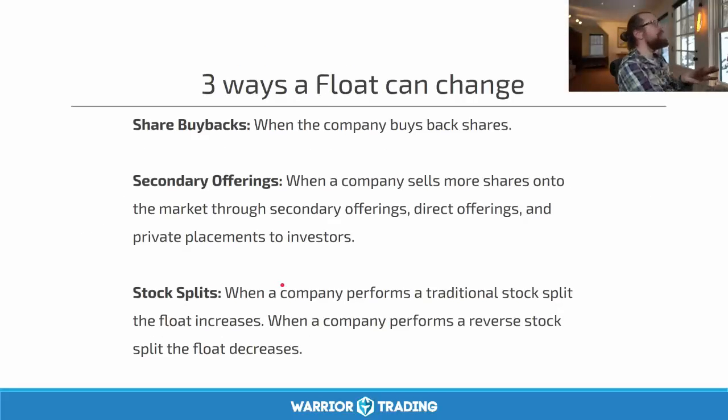So the three ways that the float can change from that 10 million share initial public offering, which is just an example, because an initial public offering can be any number of shares. It could be a billion, it could be 100 million, but we're just using 10 million as an example. So from that 10 million share IPO that Warrior Trading is doing to develop Uncle Steve's magical hair rejuvenation treatment, from that point forward, we could do a share buyback.